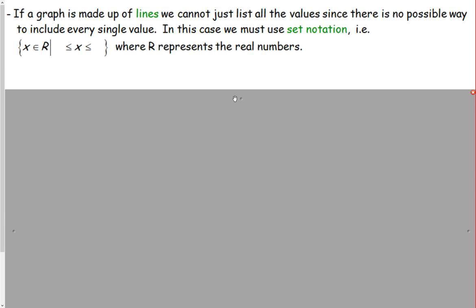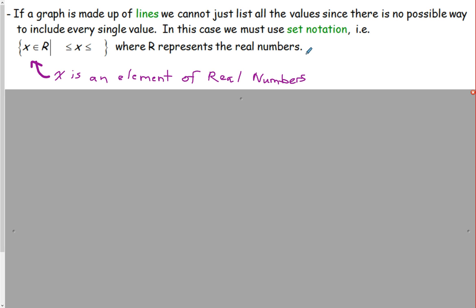Now we say X, and then there's this weird E symbol, and then there's an R. I'm going to tell you what this translates to in terms of math speak. Here's what we say: X is an element of real numbers. So that's how you say it in math speak.